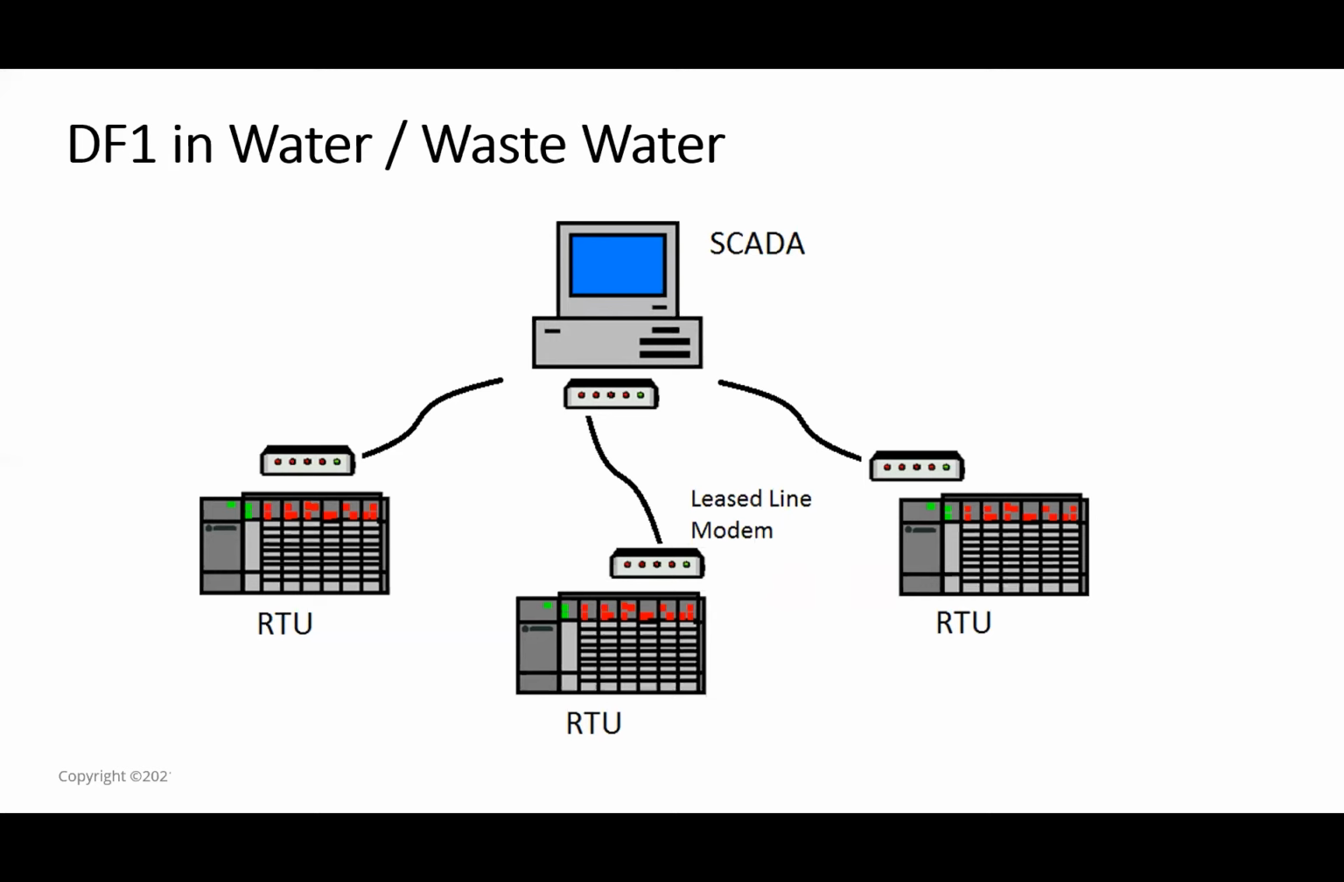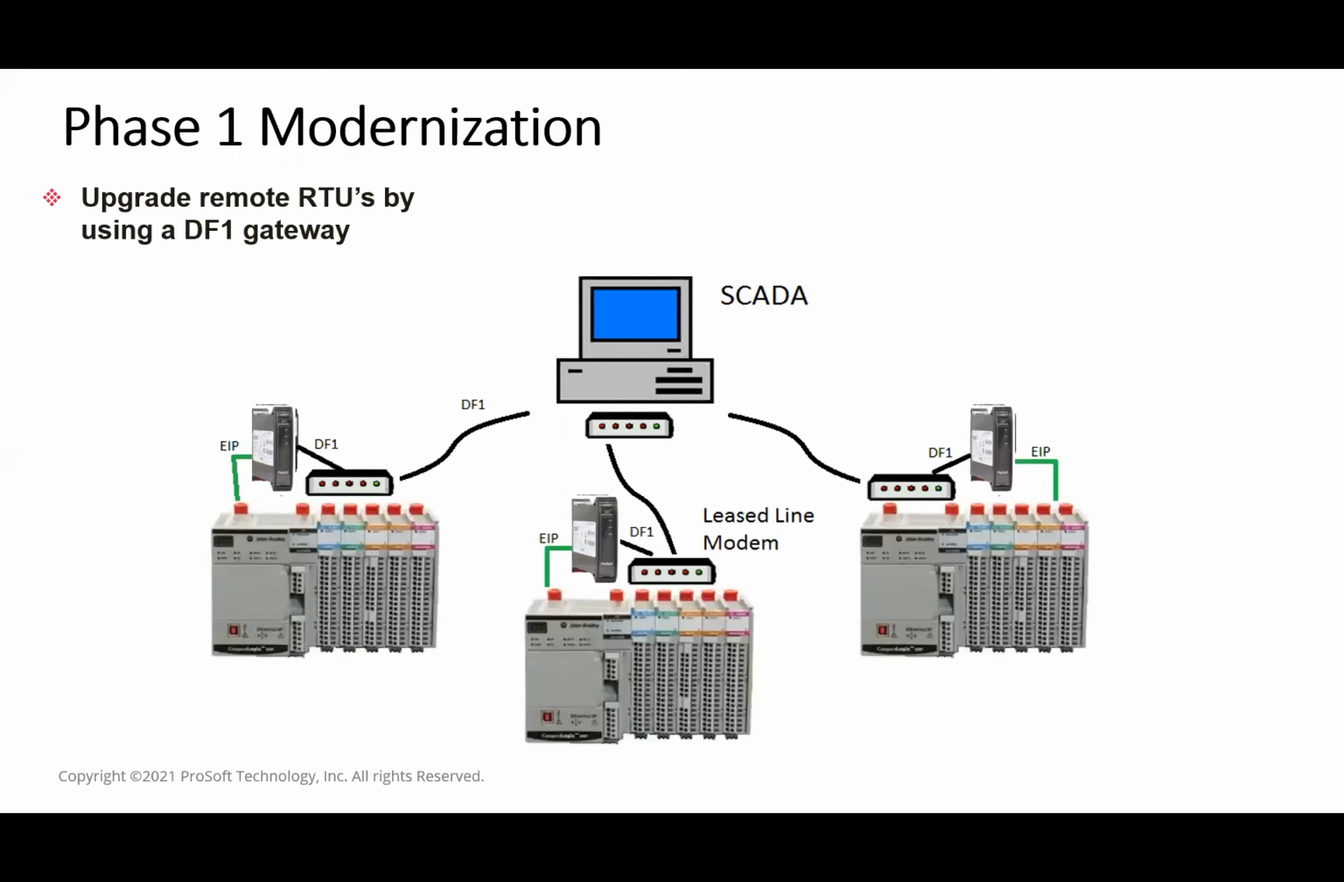So to initiate a phase migration, you might do the following. First, we'll get rid of the 3 RTUs on the bottom. Right? So you see here in phase 1, we've eliminated the serial RTUs and replaced them with CompactLogix. And then we added a DF1 gateway between the new PLC and the old lease line modem, which is still in use. So next, what we would do is, let's say, upgrade the SCADA shown at the top of the image.